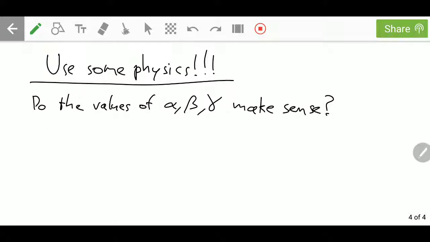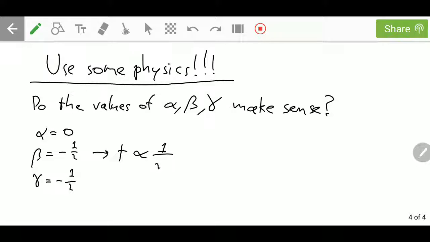Right? So let's just write here. Well, let's think about it. Let's start with beta and gamma. So beta equals negative 1/2 is basically saying that the time is proportional to 1 over the square root of g. Now, g is just a constant, but if you think about it, let's say we lived in a universe where gravity was stronger, then it makes sense that the particles would collapse in less time. And if gravity was weaker, it would make sense that the particles would take more time to collapse. So this at least intuitively makes sense.